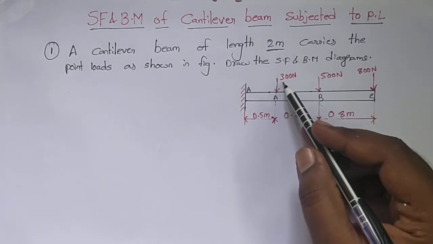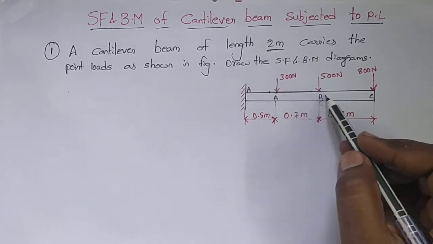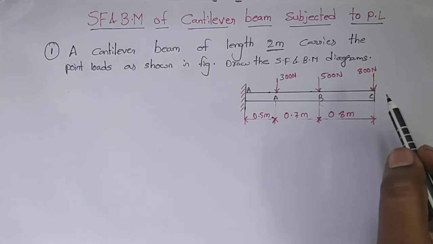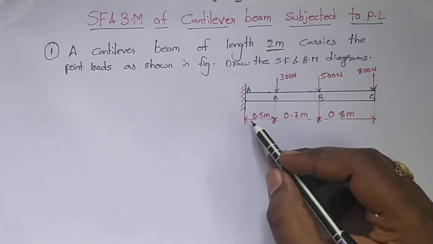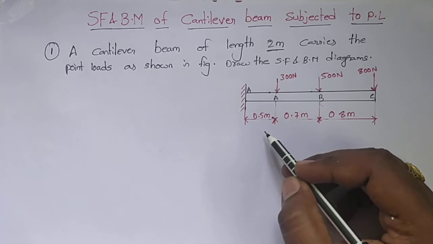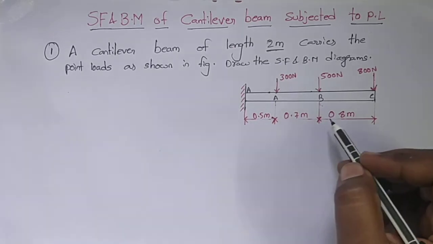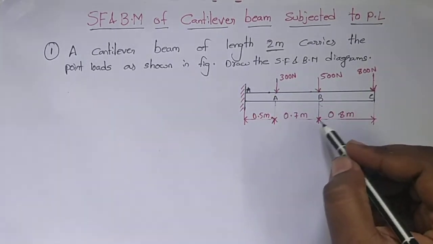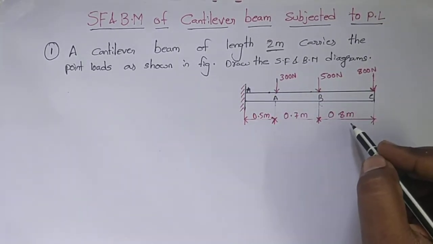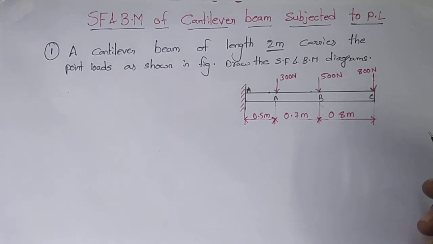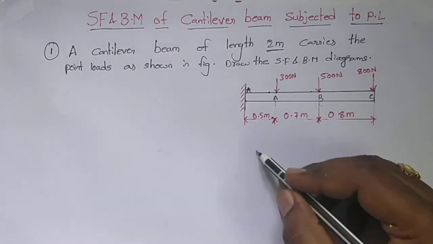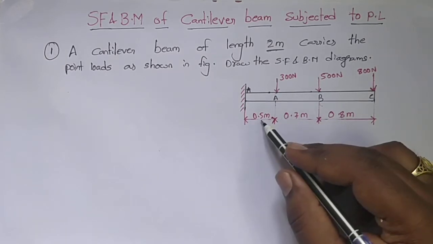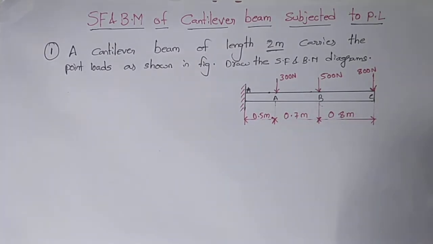At point A acts 300 newtons, at point B 500 newtons and at point C 800 newtons. Point A is at a distance of 0.5 meters from the free end. Next, 0.7 meters from the fixed end. Next, 0.8 meters from the fixed end. The total length of the beam is 0.8 plus 0.7, 1.5. 1.5 plus 0.5 is 2 meters.